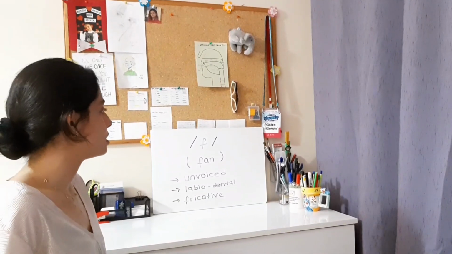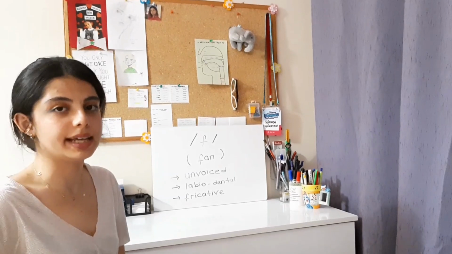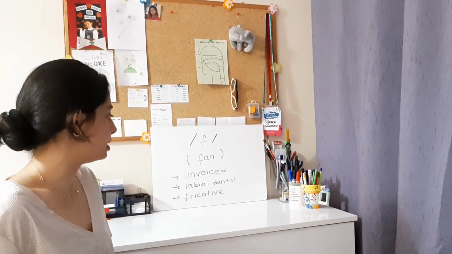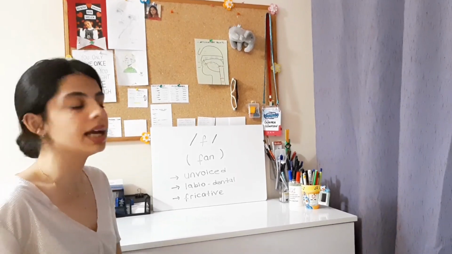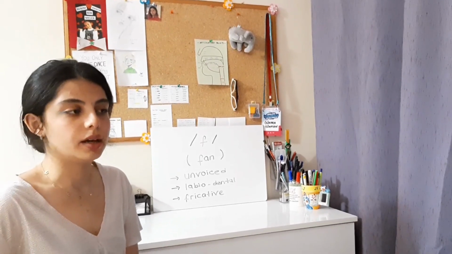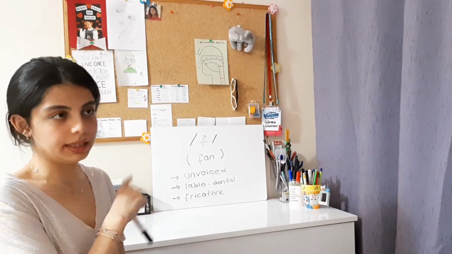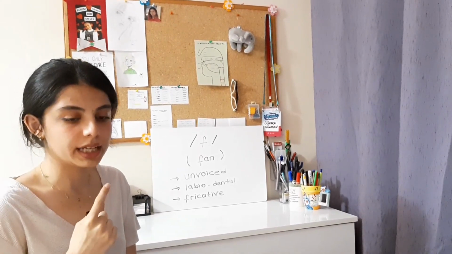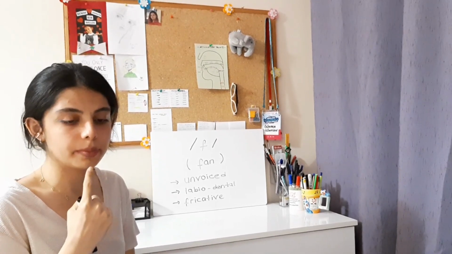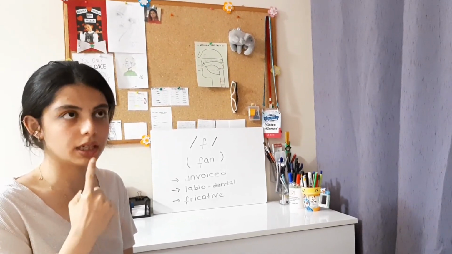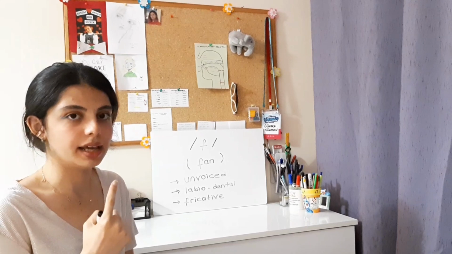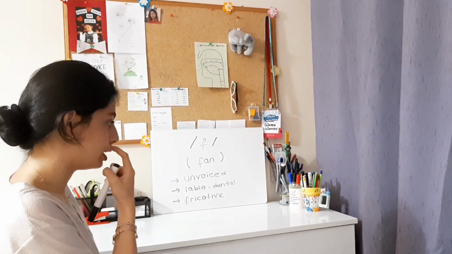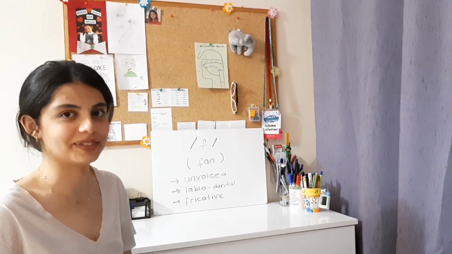The other consonant is f, as in fan. Its unvoiced sound and its place of articulation is labiodental. We call that labiodental because it is articulated with the lower lip touching the upper front teeth, and its manner of articulation is fricative.